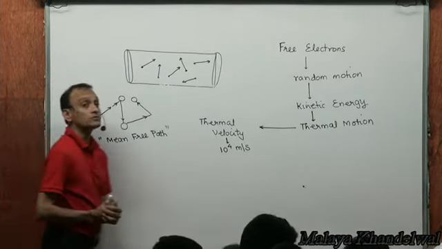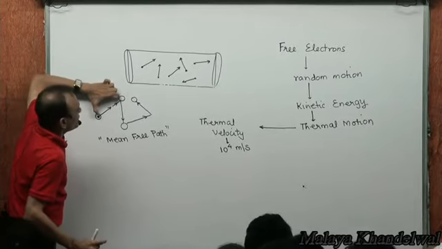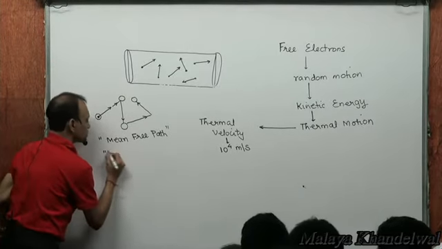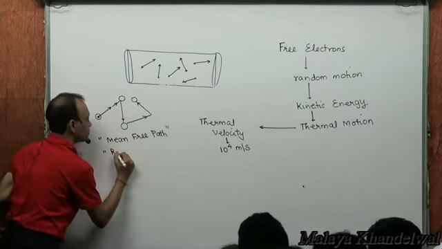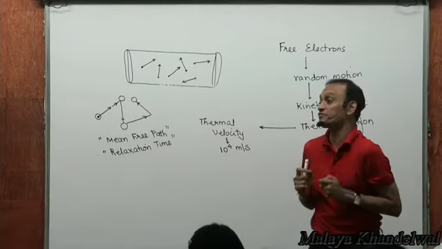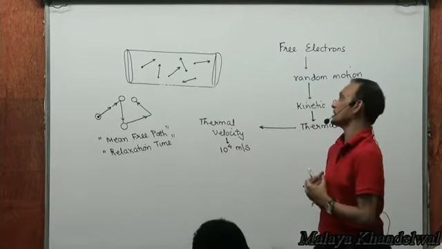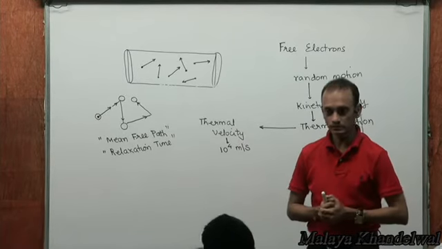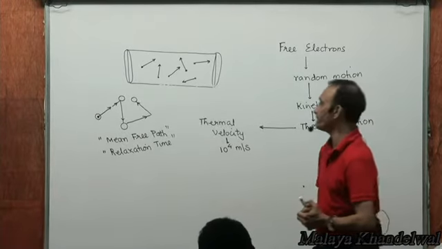And the interval between two successive collisions, this is one collision, this is another collision, is called a relaxation time. There is a mean free path and there is a relaxation time, right?